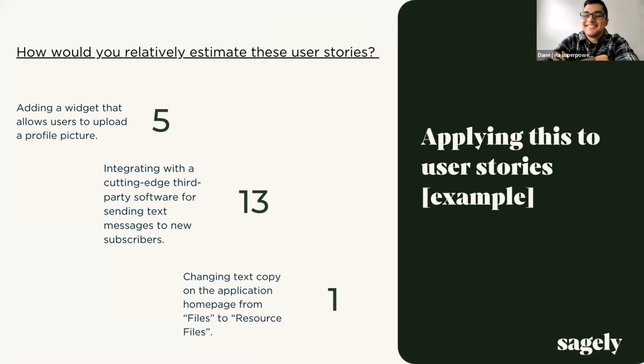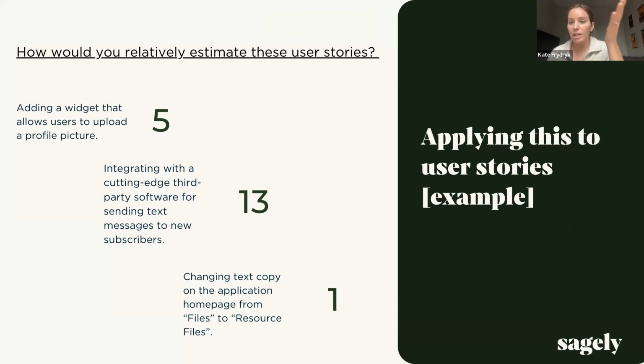The text copy is a very simple thing. You're going in, you're changing text copy, and that is definitely the anchoring of a simple, straightforward story. A widget could be something in the middle. We have to know more about what that widget is. It's an upload icon, an upload picture. And then we're talking about integrating with a cutting edge third-party software. So that's like a 13.